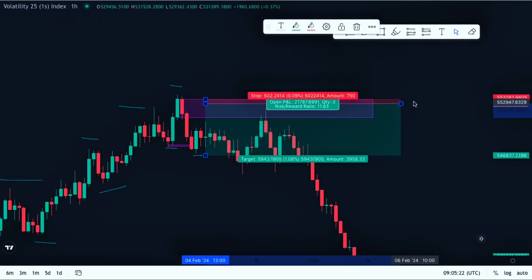Which now means if we risk $10, we are now going to get something like 110 US dollars, because this is a 1:11 risk to reward ratio. So the thing in forex trading is we should risk less and get more. Whatever we do, try as much as possible to risk less in order to get more.